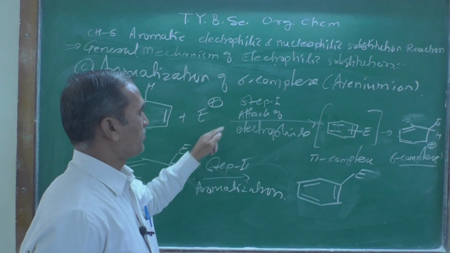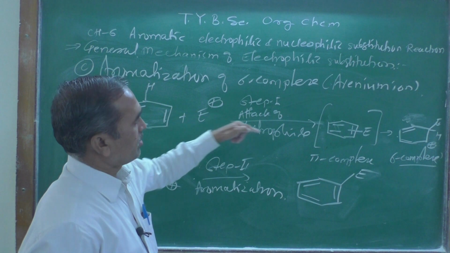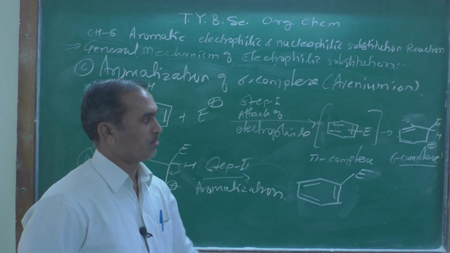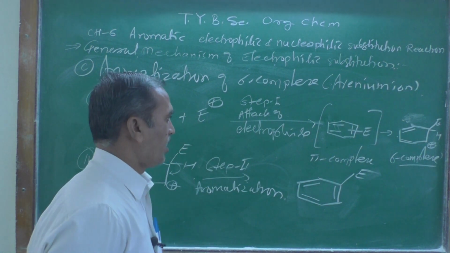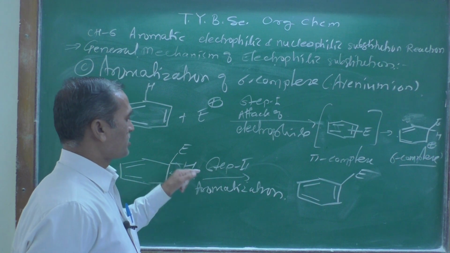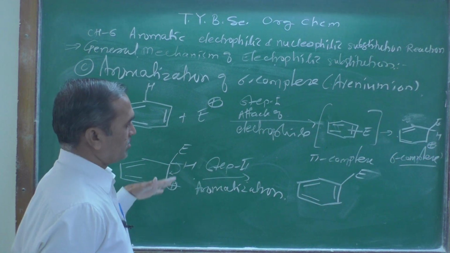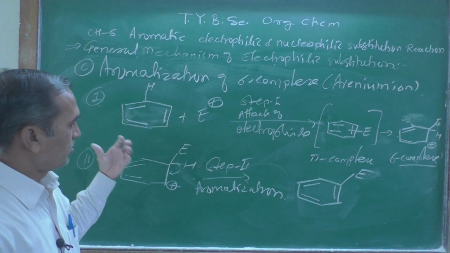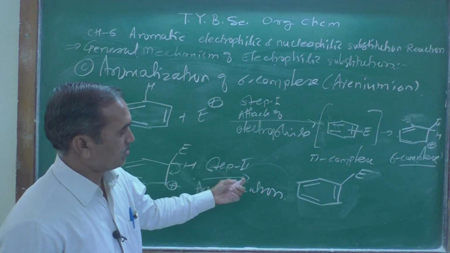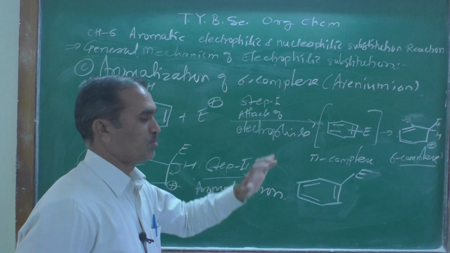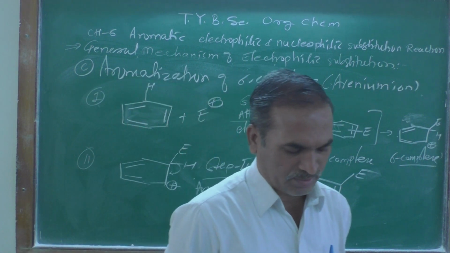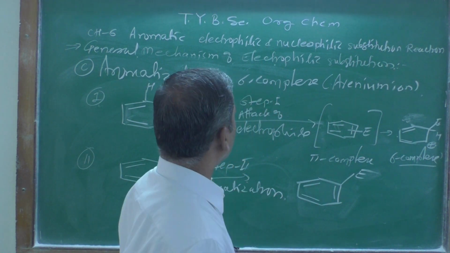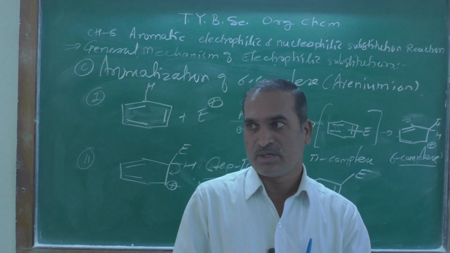In the first step, what is happening? Attack of the electrophile, and we get the formation of the pi complex, which is further converted into a sigma complex. Then the last step is aromatization. The driving force behind it is that this molecule is non-aromatic in nature and tries to stabilize, and therefore aromatization is the second step, and you get this type of product. I think with this we have seen the general mechanism in three parts.